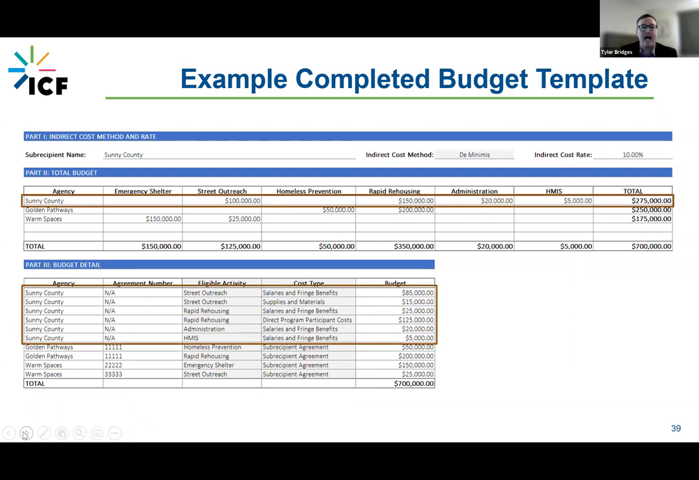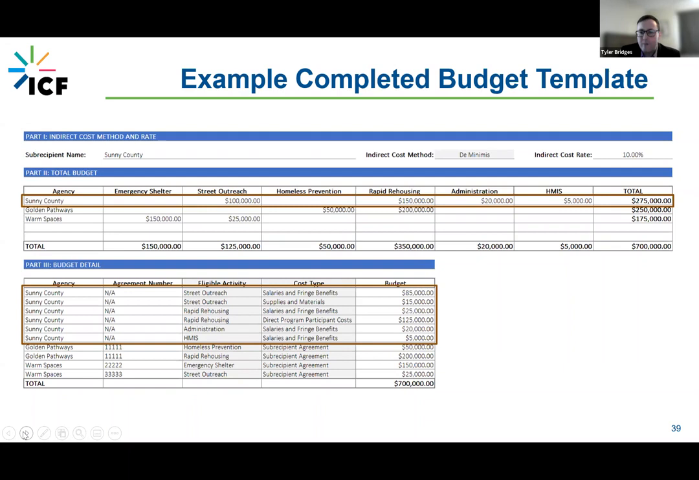Okay, so next, in this example, Sunny County has amounts budgeted to 4 eligible activities and is also utilizing 2 subrecipients, Golden Pathways and Warm Spaces. So first, we're going to look at Sunny County's line item detail in part 3 based on the budgets by eligible activity in part 2.